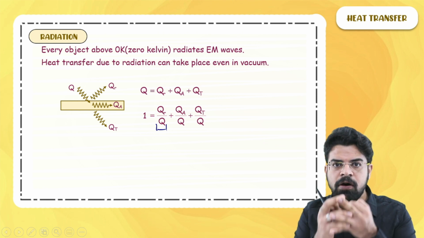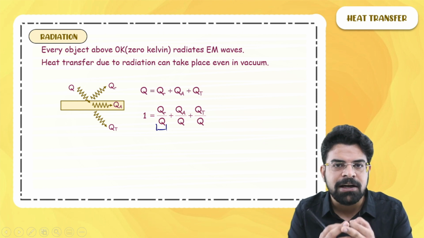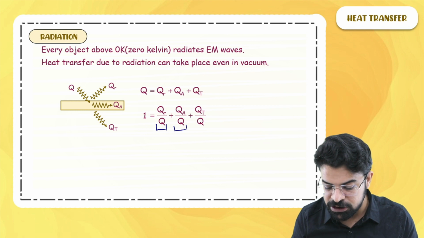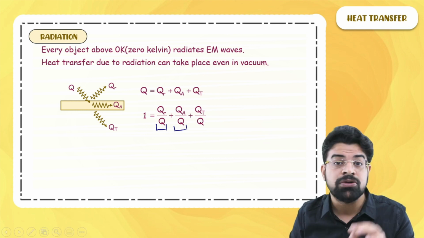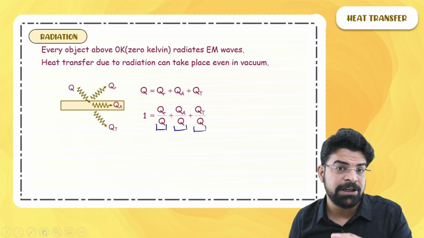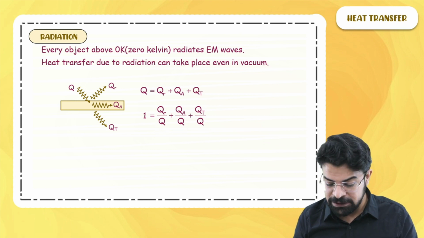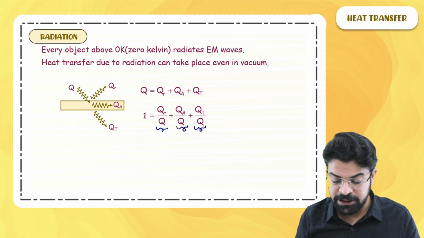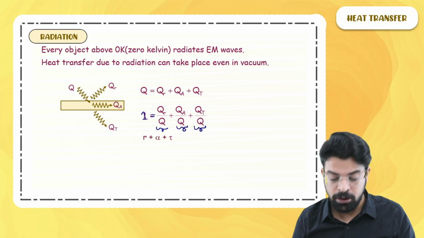The fraction of the incident energy which is reflected is called reflectivity. Similarly, the fraction of the incident energy which is absorbed is called absorptivity, and the fraction of the incident energy which is transmitted is called transmittivity. So we say reflectivity plus absorptivity plus transmittivity equals 1 for any object.